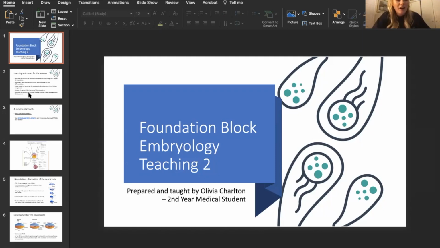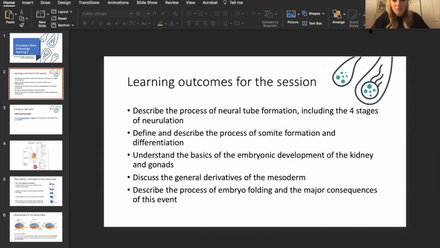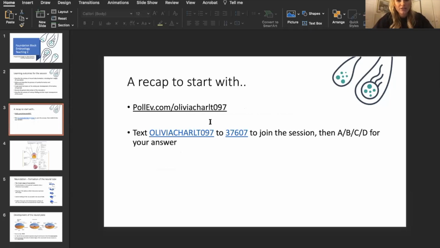So just to cover the learning objectives, first of all, we're going to be discussing the process of neural tube formation, including the main 4 steps involved. We are going to define and describe the process of somite formation and their differentiation. We're going to cover the basics of the embryonic development of the kidney and the gonads, the general derivatives of the mesoderm, and the process of embryo folding, and the major consequences of this event. So hopefully this goes ahead well.